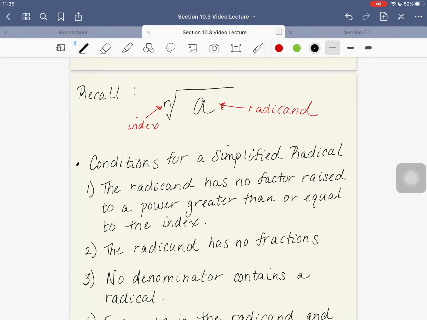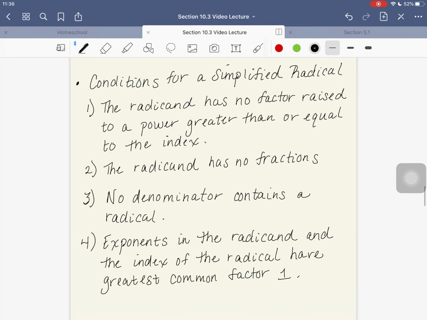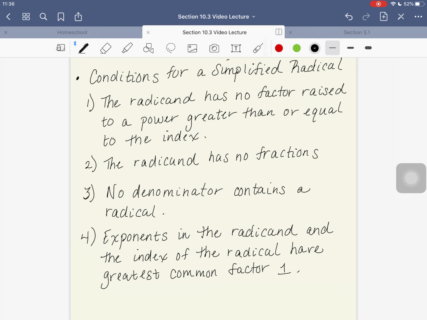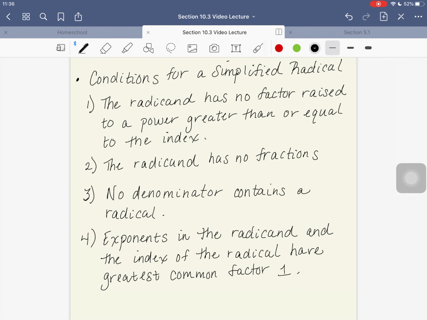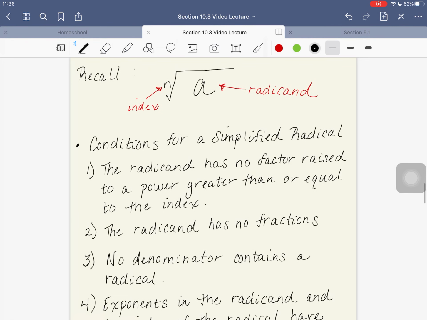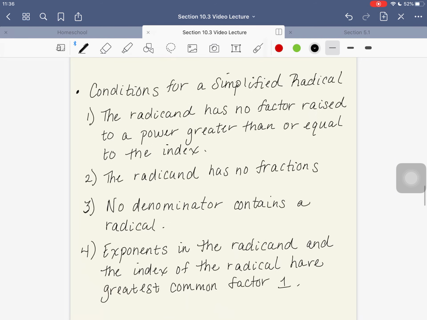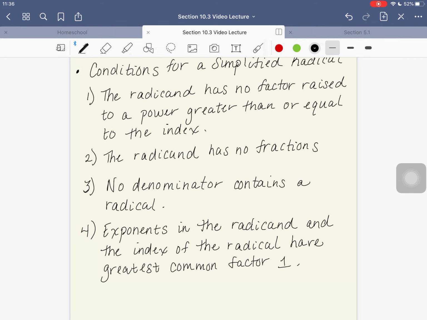All right, so recall that the n is called the index and the portion that is under the radical is called the radicand. And then let's look at the conditions for a simplified radical. The radicand can have no factor raised to a power greater than or equal to the index. The radicand has no fractions.